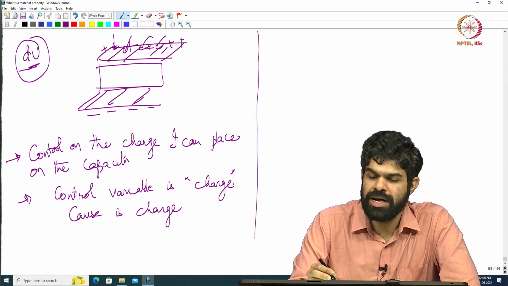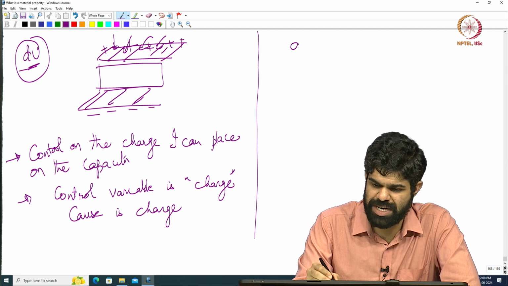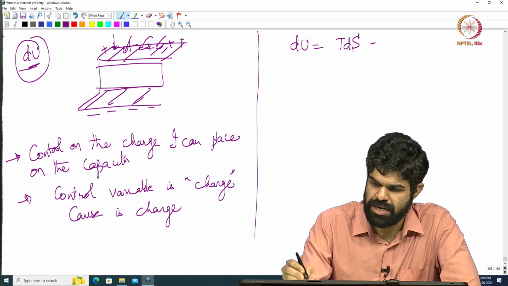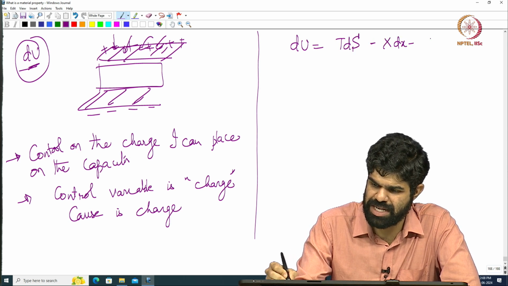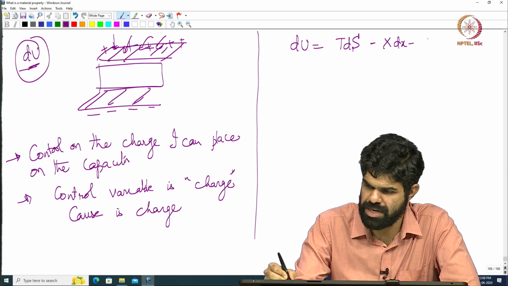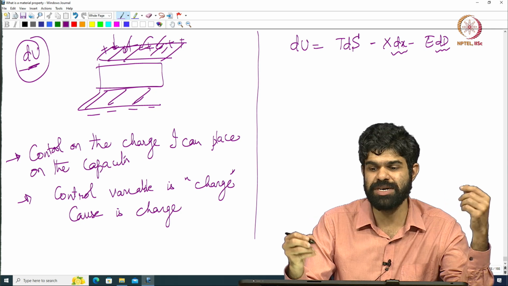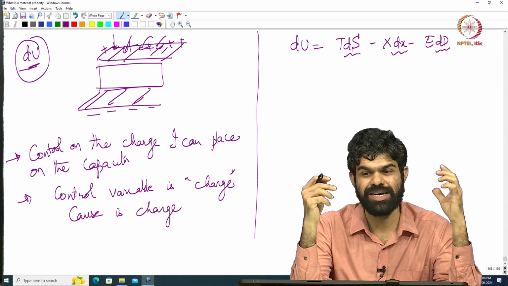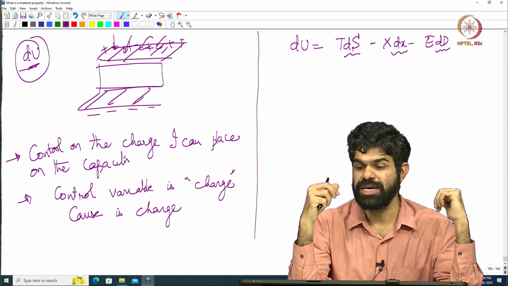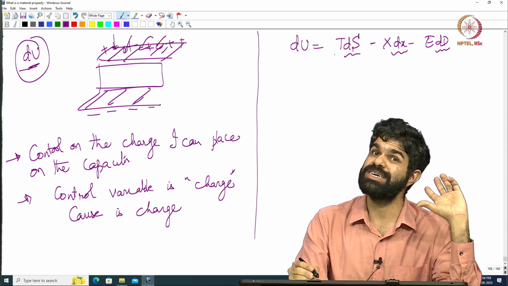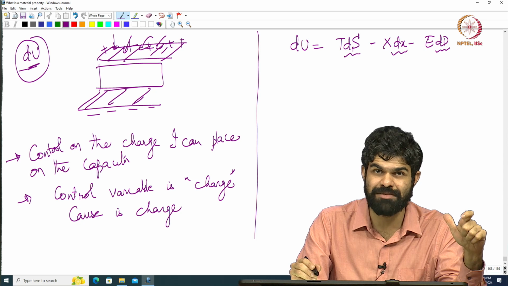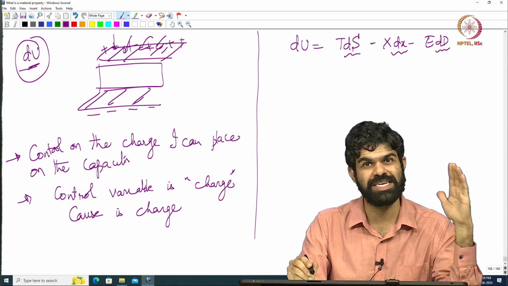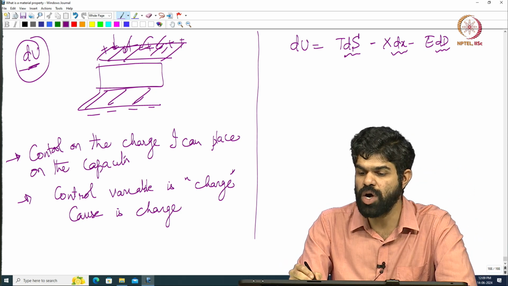So that is what the equation dU = TdS - x dx - E dD tells me: I have to change the charge, or strain the material, or supply heat to the material, to change its internal energy. But I cannot directly increase the temperature. Temperature is a dependent variable now, because when I heat the material, the temperature increases. Temperature is the effect, S is the cause. So the causes are all here.